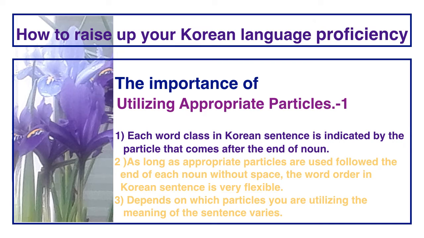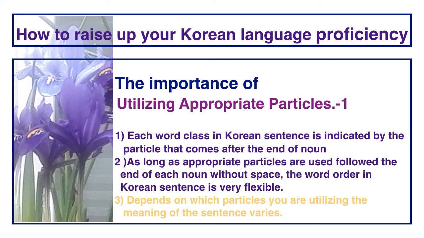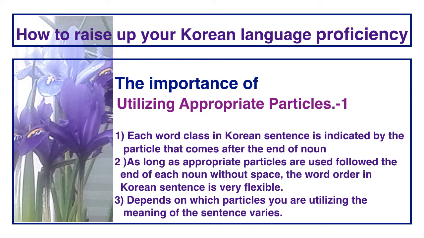Different from English sentence, each word class in Korean sentence is indicated by the particle that comes after the end of noun. As long as appropriate particles are used, followed the end of each noun without space, the word order in Korean sentence is very flexible. Depends on which particles you are utilizing, the meaning of the sentence varies.